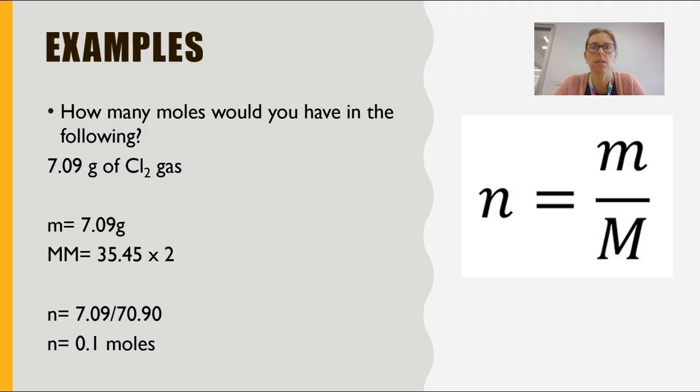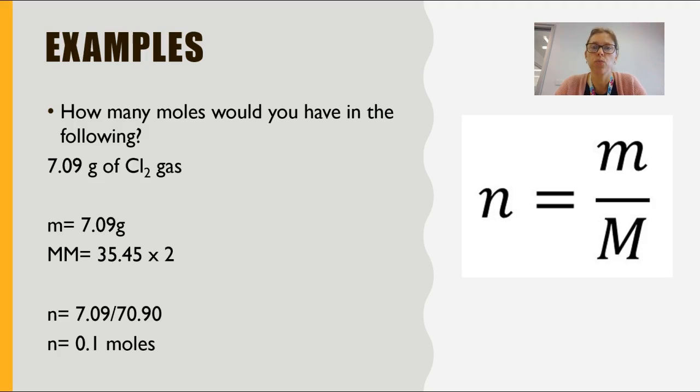So in this case, the mass we have is 7.09 grams. The molar mass, you might not know off the top of your head, but certainly can work out. And we have chlorine gas is Cl2, so its formula weight is actually 2 lots of the mass of 1 chlorine atom, so it'll be 70.90. So the number of moles that we have is 7.09 divided by 70.90, and we have got 0.1 moles.